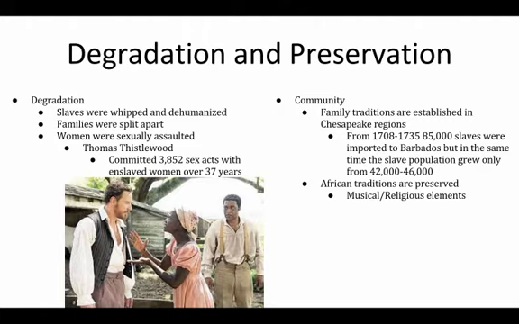Sexual assault was common. In fact, there was a plantation owner in Jamaica known as Thomas Thistlewood who committed almost 4,000 sex acts against his enslaved women over a period of 37 years, and we know this because he recorded it.